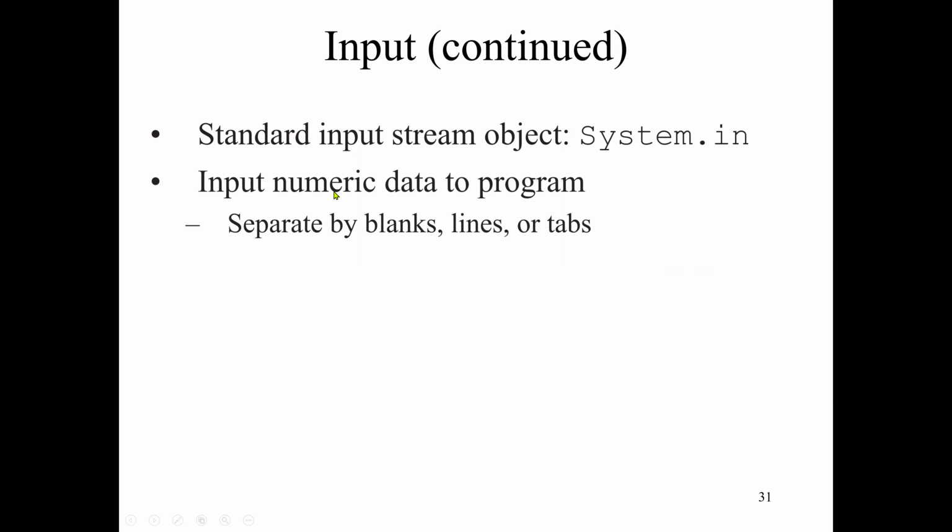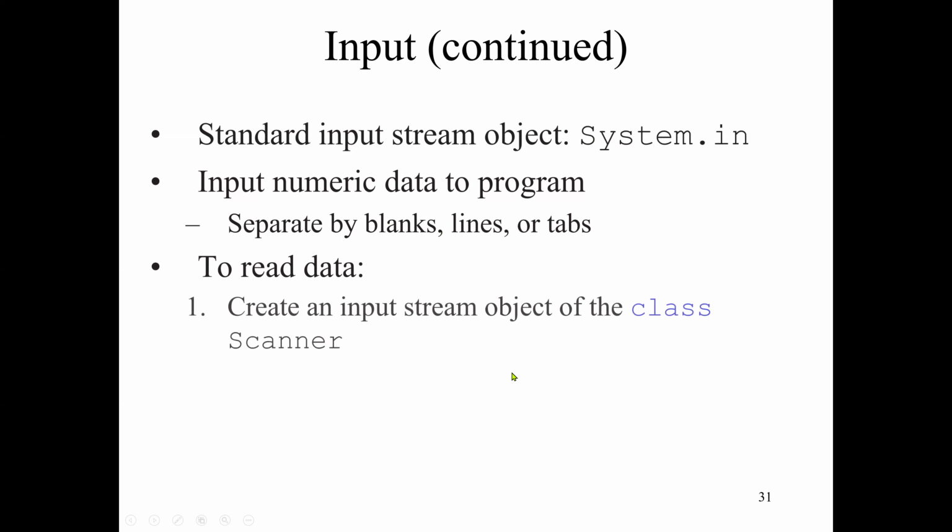So input numeric data to a program, we can separate by blanks or lines or tabs. So for example, if I have 2 values, 4 and 5, and I want to store 4 in variable 1 and 5 in variable 2. If I enter 45 at the same time, the value will be 45 and everything will go to variable 1. But if I want only 4 in variable 1 and 5 in variable 2, then when I enter 4, either I will press the enter key or space bar. I can have a line or blanks, then I enter the second value.